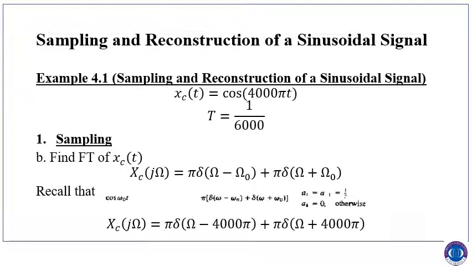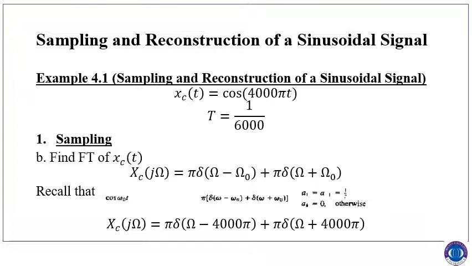In order to do this sampling process, we need to obtain the spectrum of xc of t. We know that xc of t is a sinusoidal signal, so we can represent the Fourier transform of xc of t as follows: first represent cos in Euler form, then apply the Fourier transform. Everybody knows the Fourier transform is xc of j omega = pi delta of omega minus omega naught plus pi delta of omega plus omega naught.